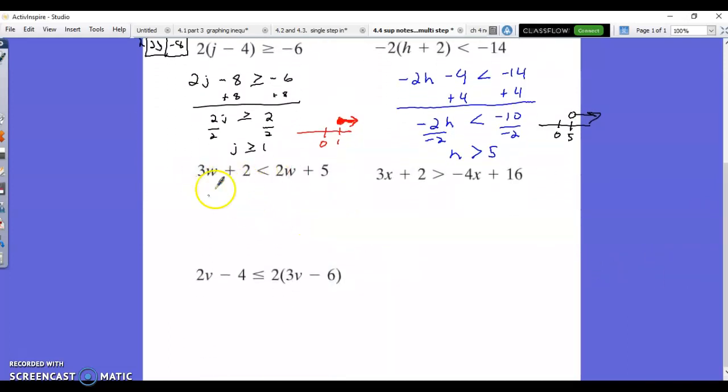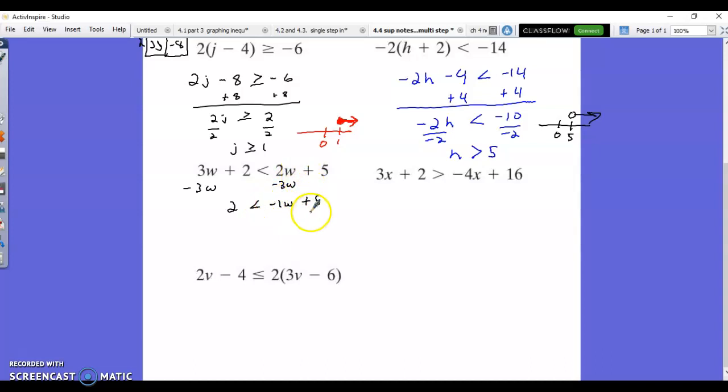All right, over here, now we have variables on both sides. So we need to isolate variables on one side, constants on the other. It all depends on where you start what you're going to do for your second step. So I might subtract 3w from both sides. That might be where you start if you're going left to right. So that would be 2 less than, and then 2 minus 3 would be negative 1w plus 5.